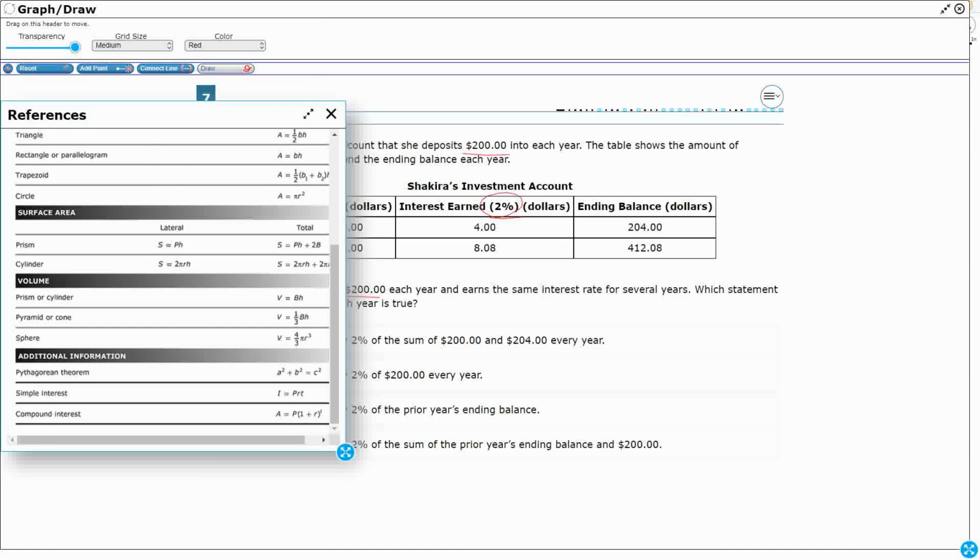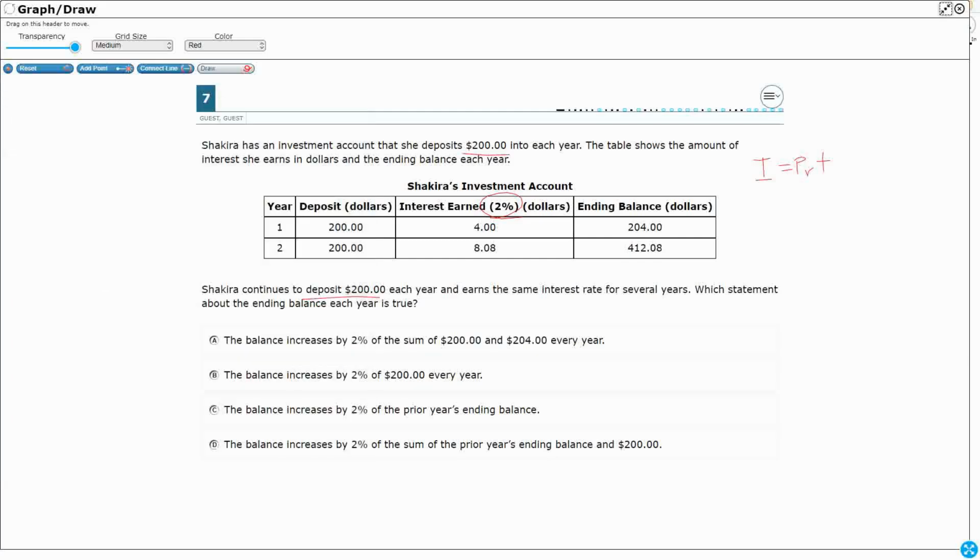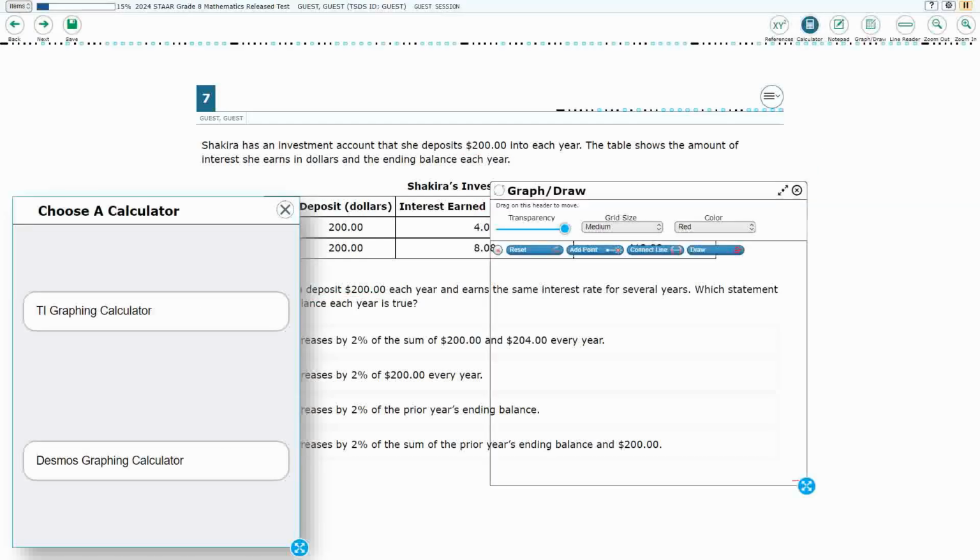So we see that I equals PRT. That's going to be the calculation that we're going to use. I is the interest, and P is the principal. So how much money are we starting with? Well, it's going to be 200 to begin with. And then what is the rate? 2%, let's make that a decimal. And then time is just going to be 1 year, which means we're just basically going to calculate 200 times 0.02.